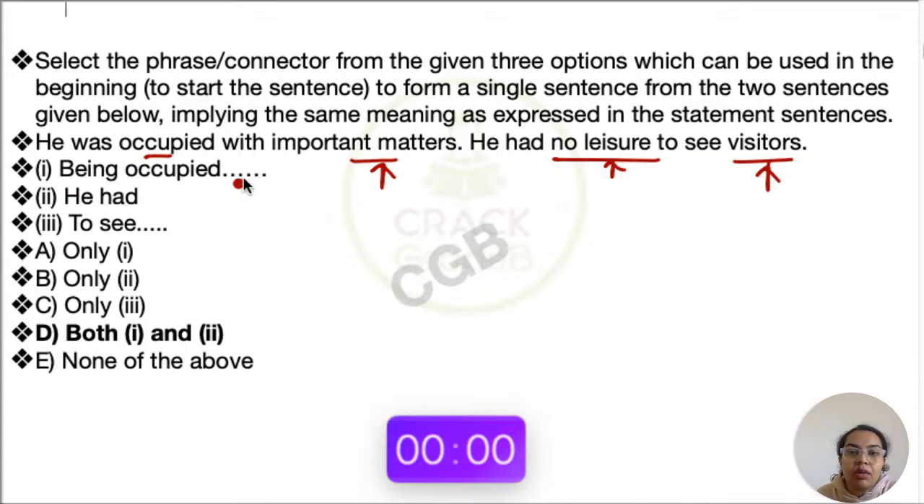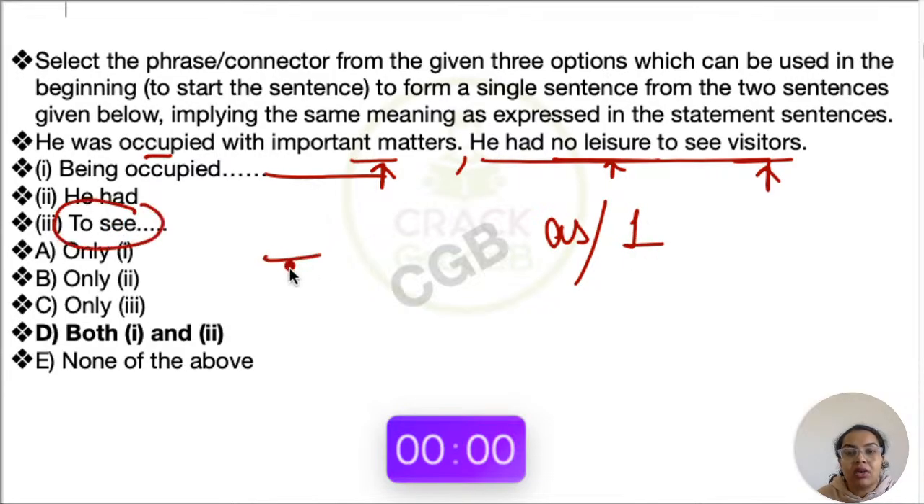So, being occupied with important matters से occupy होते हुए, comma, and there you go, the second sentence as it is, right? He had no leisure to see visitors, as you have to add one connector here, or because, for, any from the family, and then you mention your first sentence.